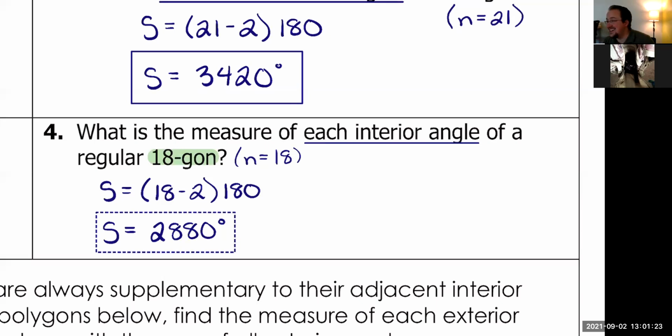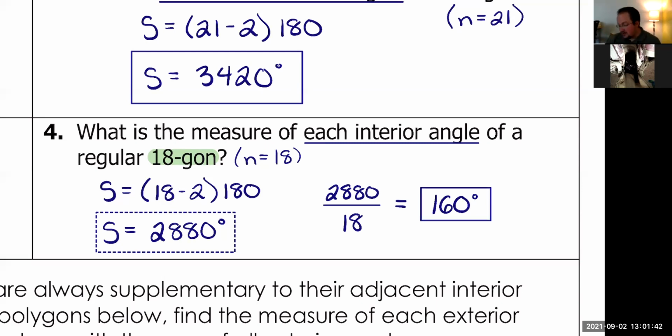Almost at 5, didn't you? Yeah. Yeah, good. So remember, the number of sides does change as well. So we take 2,880 divided by 18, which gives me 160 degrees.